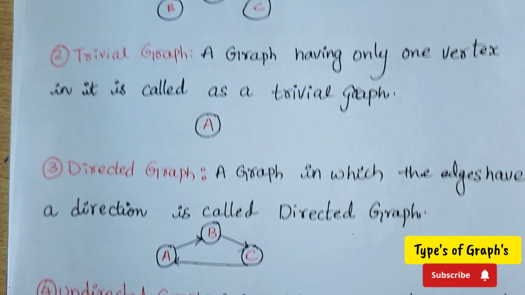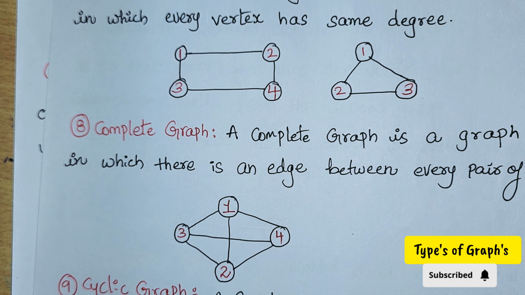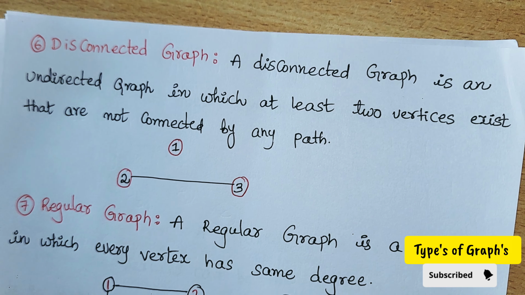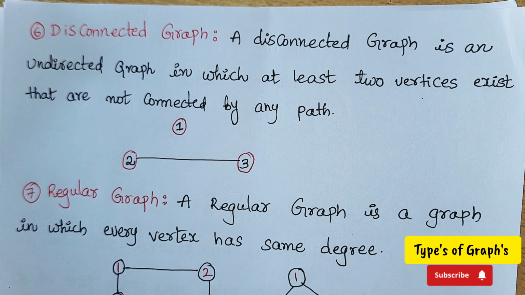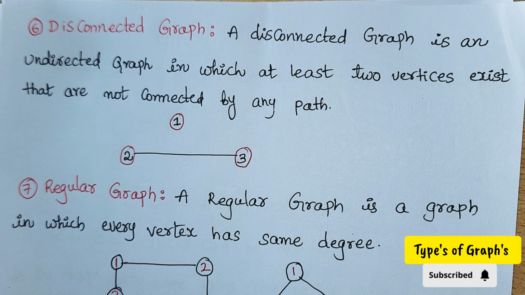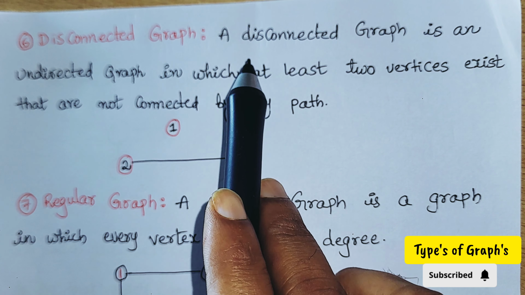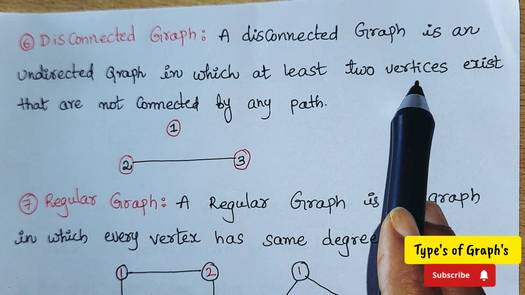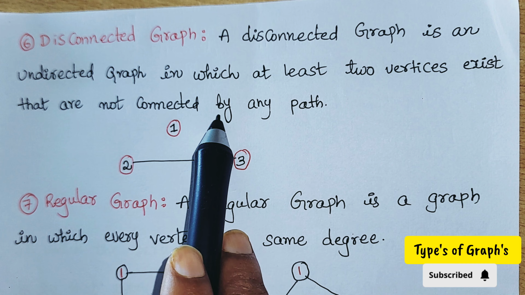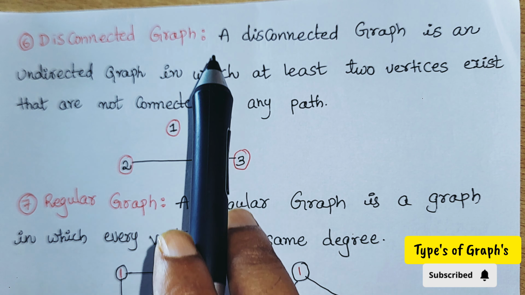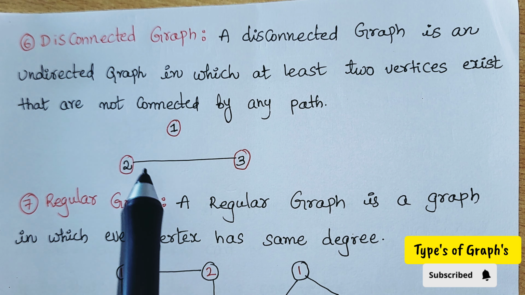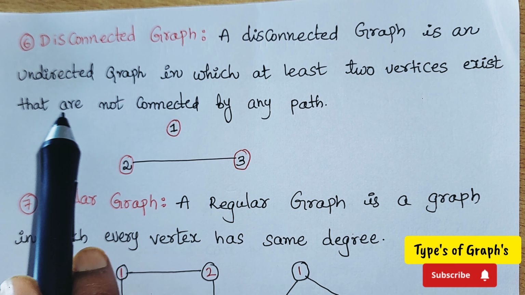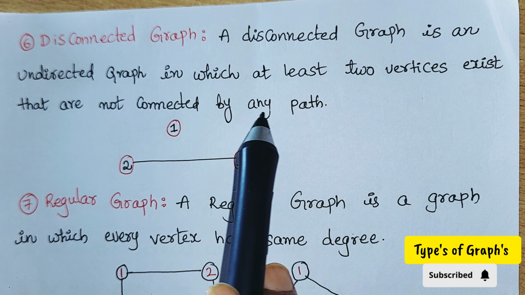Okay, so let us move on to the sixth one, disconnected graph. So what is meant by disconnected graph? A disconnected graph is an undirected graph in which at least two vertices exist that are not connected by any path. So a disconnected graph is an undirected graph, there are no directions, in which at least two vertices exist that are not connected by any path.